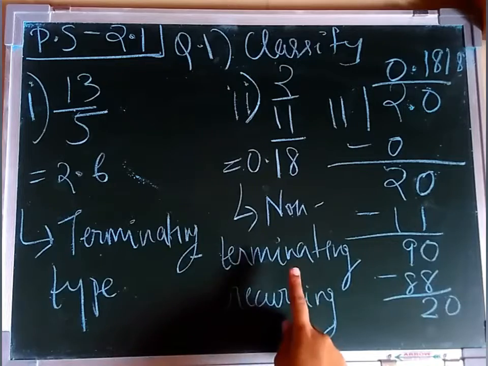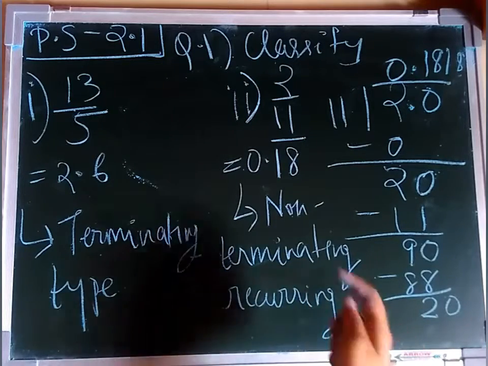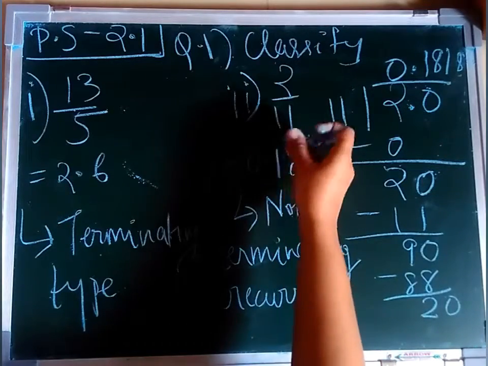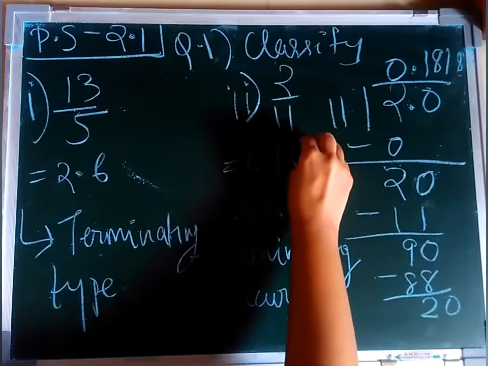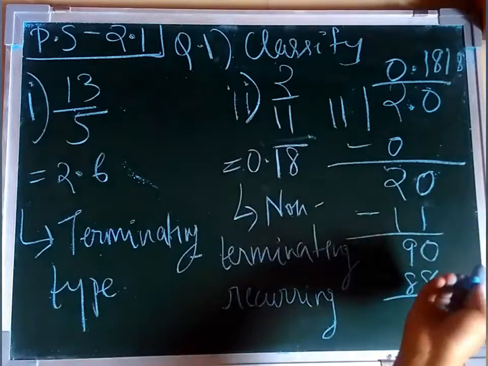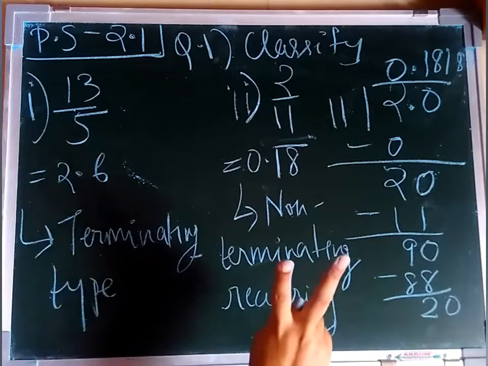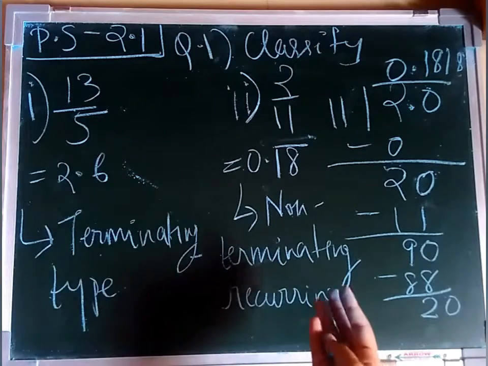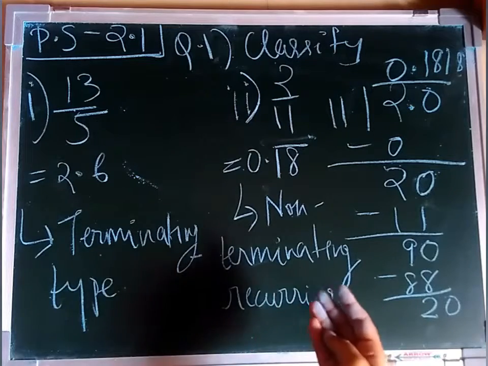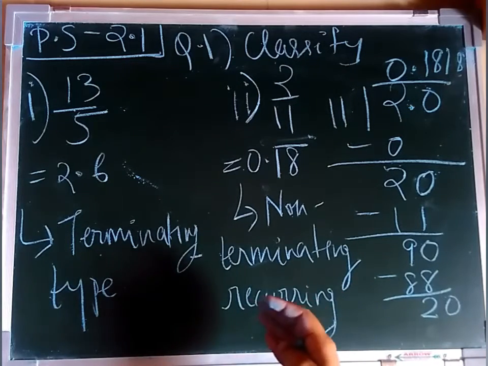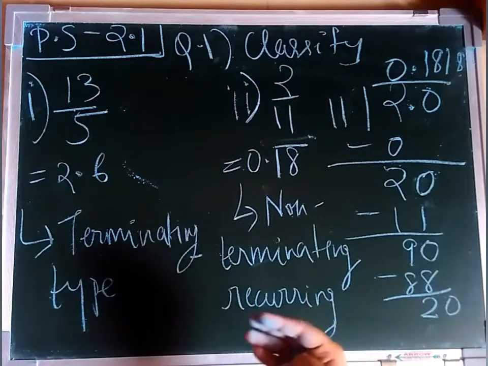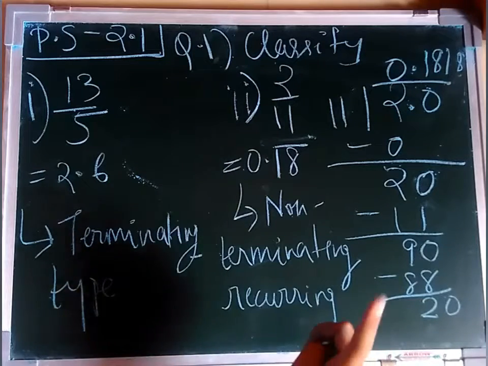So non-terminating recurring number, with the bar above this 1 8. Okay. From this question I will be doing only 2 sub questions because this is the recall part. These types of problems we have already solved in standard 7. So I can expect you to solve the remaining 3 questions similarly.